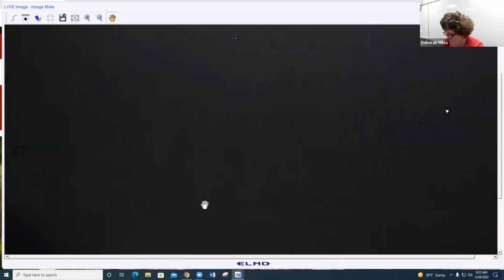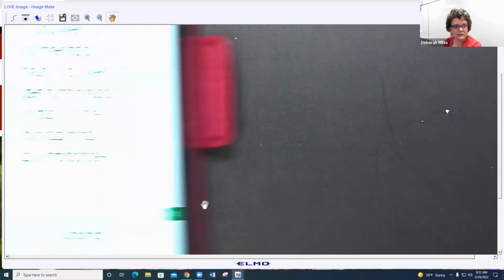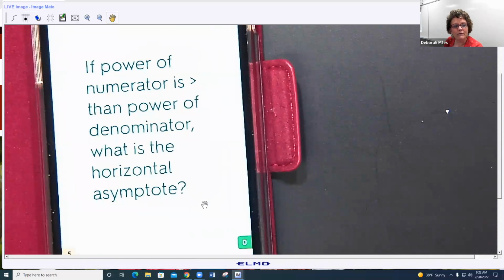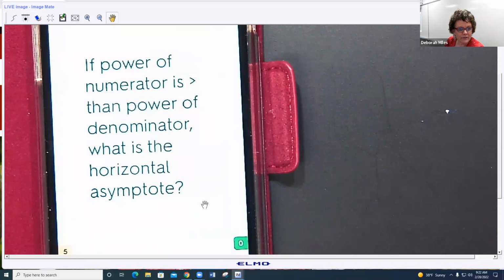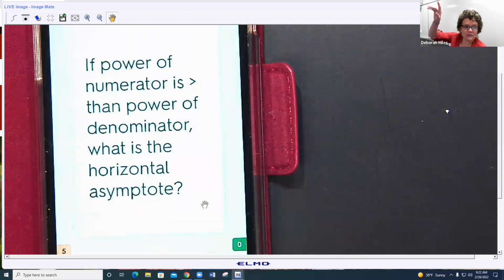All right. Yeah, we're not going to have time to do anything in the next section. So let's look at a couple of those. Ooh, this one's good. If the power of the numerator is greater than the power of the denominator, what's the horizontal asymptote? Top of the fraction's getting bigger faster than the bottom of the fraction. What are you saying, Dominic?